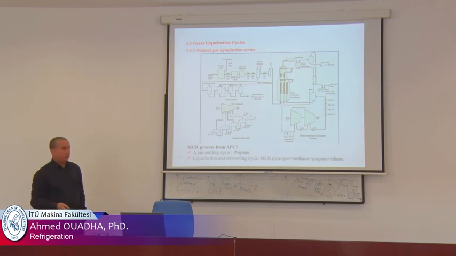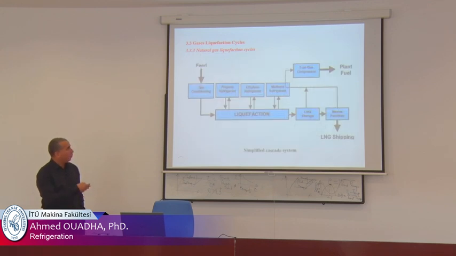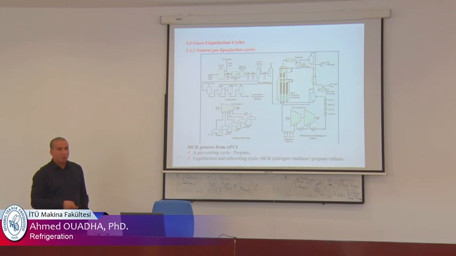Then came more complicated systems. In the first one, we use pure refrigerants: propane, ethylene, and methane. But in this technology, we use a mixture of nitrogen, methane, propane, and ethane. The natural gas is first pre-cooled using propane. Then it is cooled in this main heat exchanger using this mixture of 4 refrigerants.